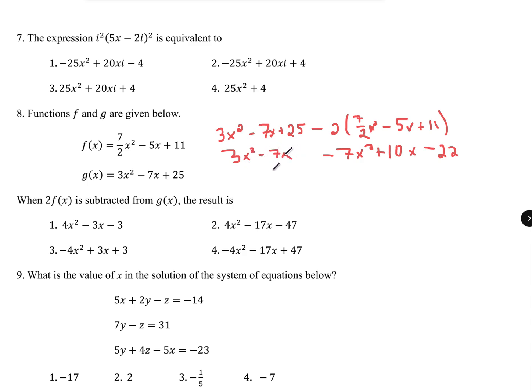So that's 3x squared minus 7x plus 25. 3x squared minus 7x squared gives me a -4x squared. -7x plus 10x gives me a positive 3x. And then positive 25 minus 22 is going to give me a positive 3. I won't write it all out, but number 3 is your answer choice.